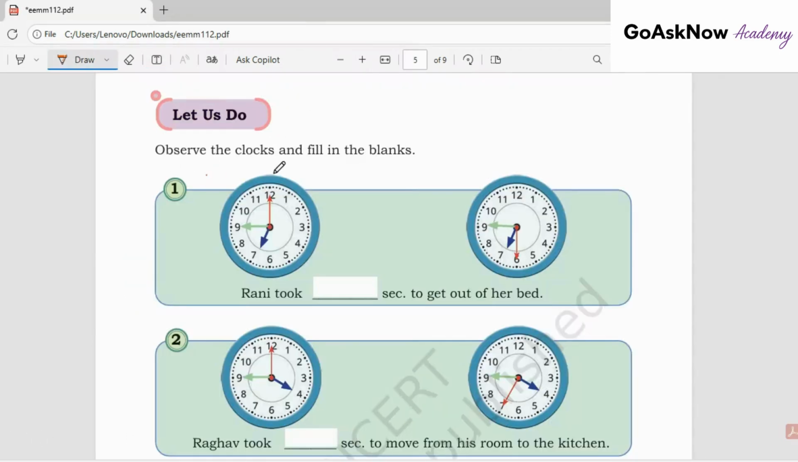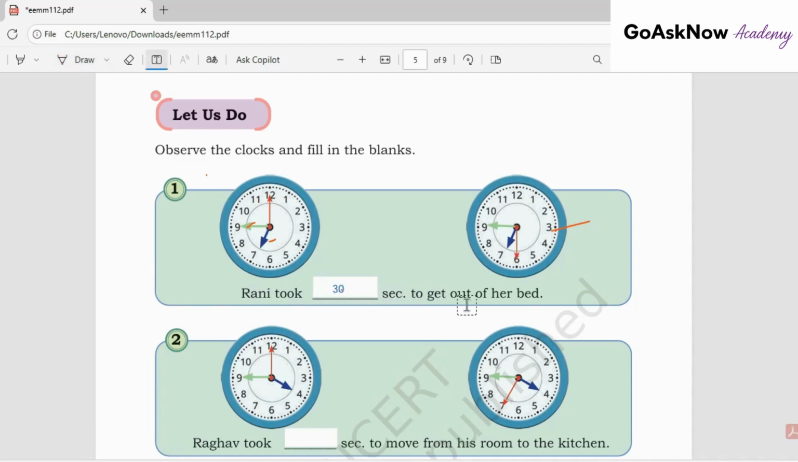Let us observe the clock and fill the blanks. The small one indicates the hour, the medium size indicates the minute, and the red line indicates the second. Here, 7 o'clock, that is 45 minutes, it is exactly 0 seconds. Now it comes to 6, which is 5 seconds, 10 seconds, 15 seconds, 20 seconds, 25 seconds, 30 seconds. Here the answer is 30 seconds.